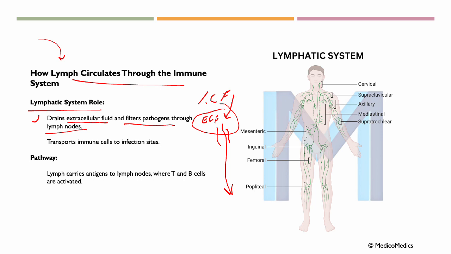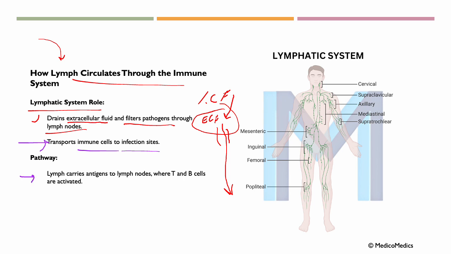So you can already pick up on the intrinsic interplay between our cardiovascular system, our arteries, our veins, and our lymphatic system. Furthermore, another role is to transport immune cells to infection sites.